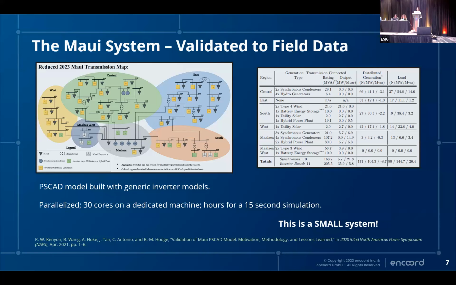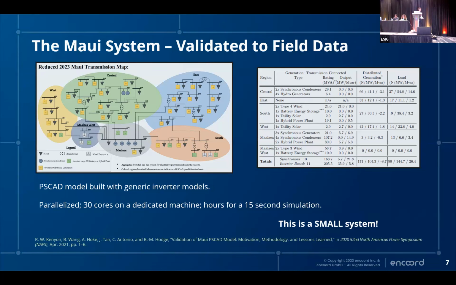We validated it to field data. What does validate mean? It means that we looked at an event that had a perturbation. In this case, it was a fault on the generator step-up unit transformer. The generator tripped offline afterwards. So we had a nice voltage perturbation and a frequency perturbation afterwards. And we validated our PSCAD model to the field data.